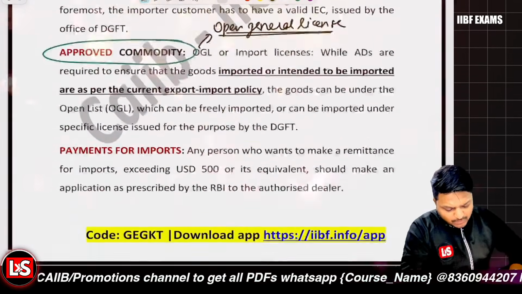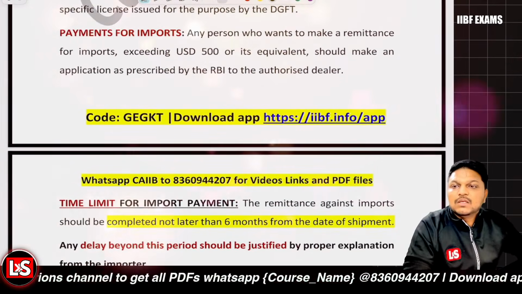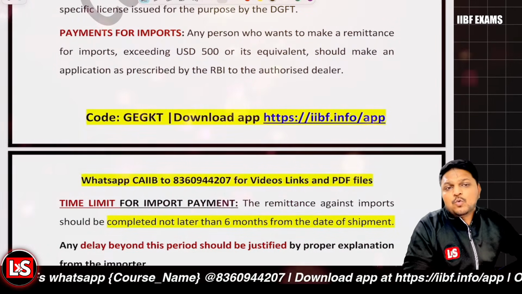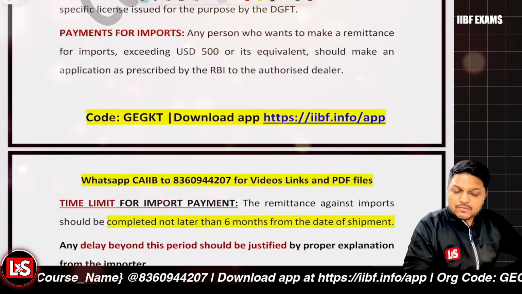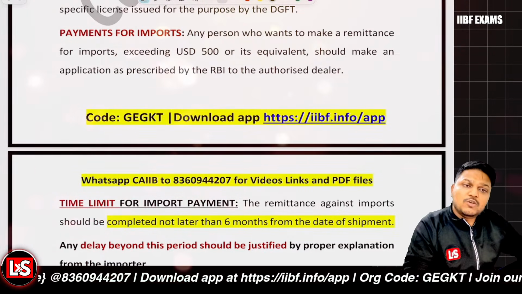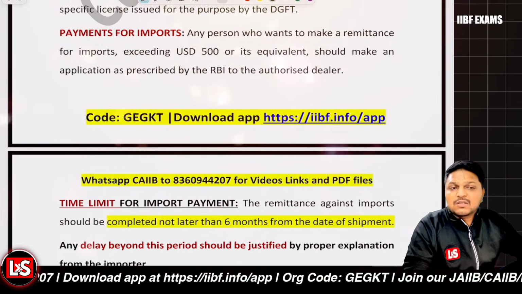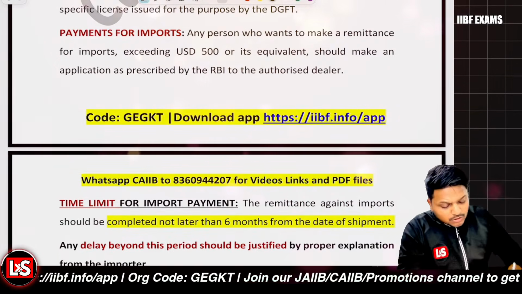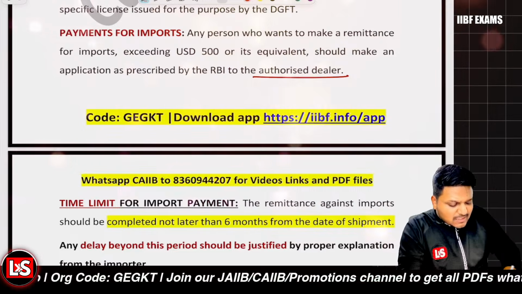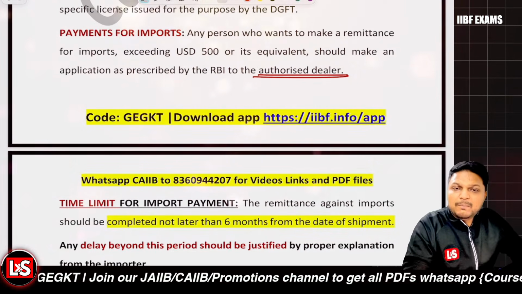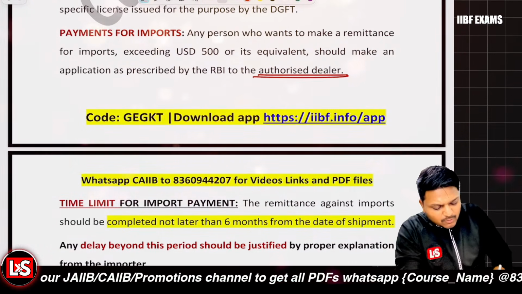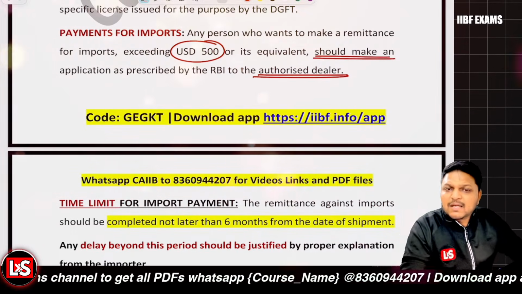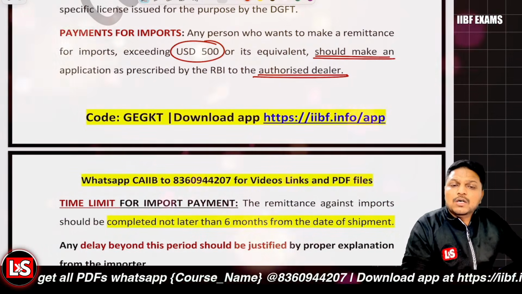And if we are talking about the payment for the imports, any person who wants to make a remittance for the imports exceeding 500 USD or equivalent must give the application as prescribed by the Reserve Bank of India to the authorized dealer. So through the authorized dealer only the payment can be made. The remittance can be made if you're going to make the payment for imports exceeding 500 USD, with the application as prescribed by the Reserve Bank of India made to the authorized dealer.